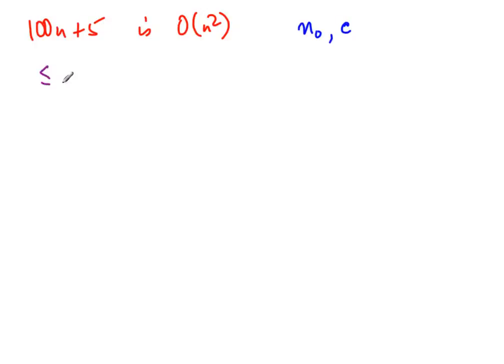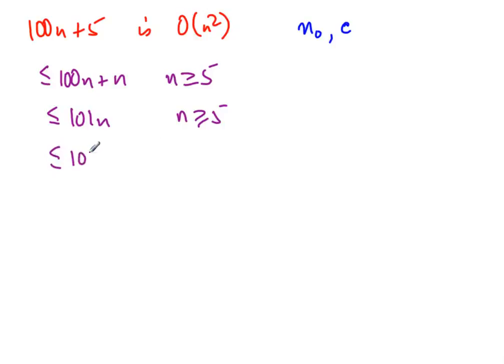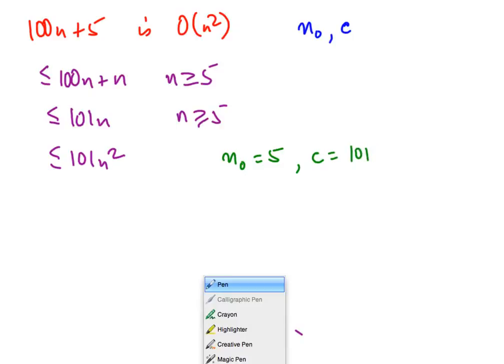So we can say that this is less than or equal to 100n plus n, provided n is bigger than or equal to 5, because after n becomes 5, this is bigger. And this is smaller than or equal to 101 times n, okay, for n bigger than 5. And because n is bigger than 5, this is less than or equal to 101 times n squared, and so we have this property holds provided n0 is equal to 5 and c is equal to 101.